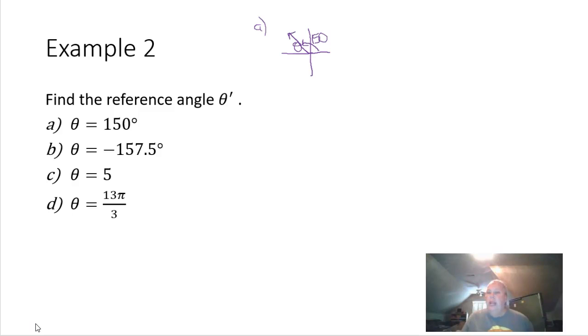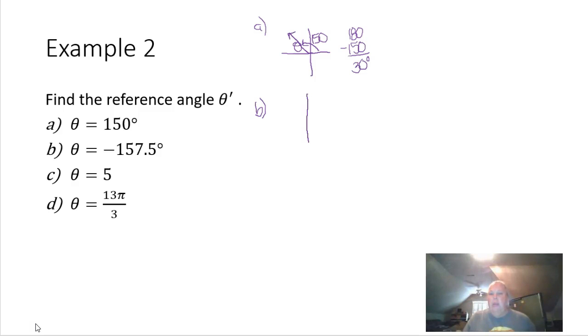Now remember, your reference angle, that's the angle between your terminal side and the closest x-axis. And the way we find this is 180 degrees, we will just subtract off our angle theta, and that's going to give us 30 degrees. So the reference angle for 150 degrees is 30 degrees. Remember, your reference angle should always be an angle between 0 and 90, or 0 and pi over 2, depending on if you're in degrees or if you're in radians.